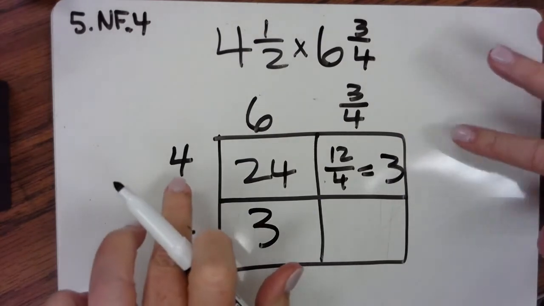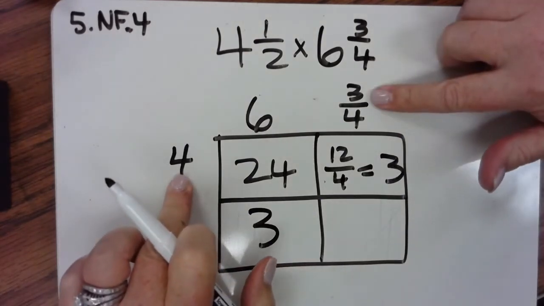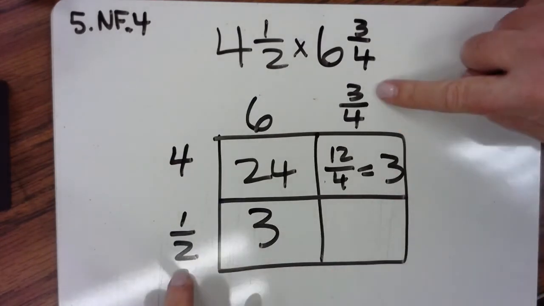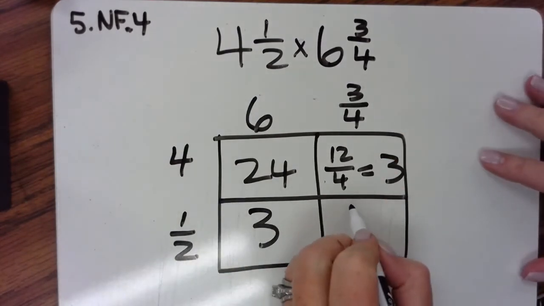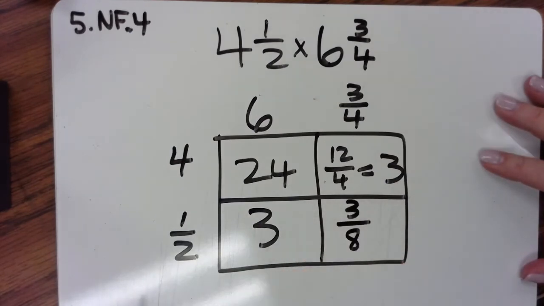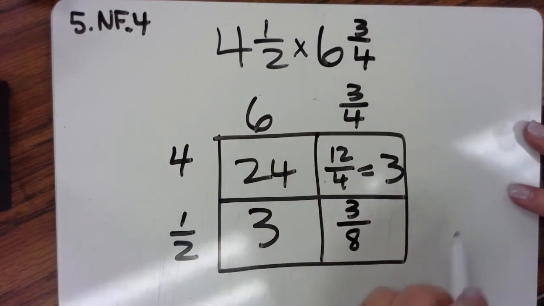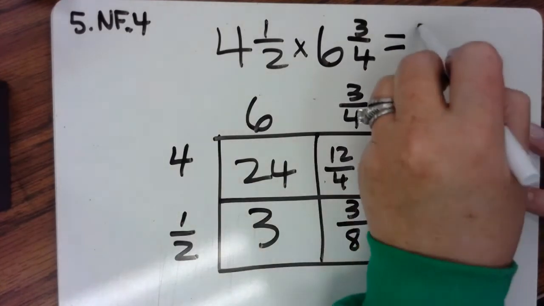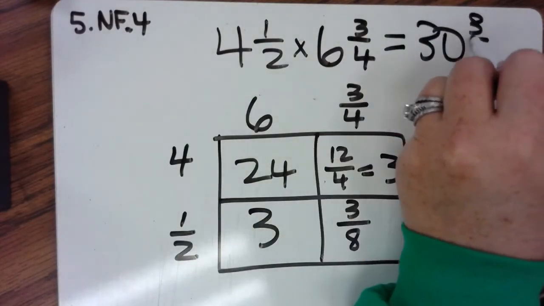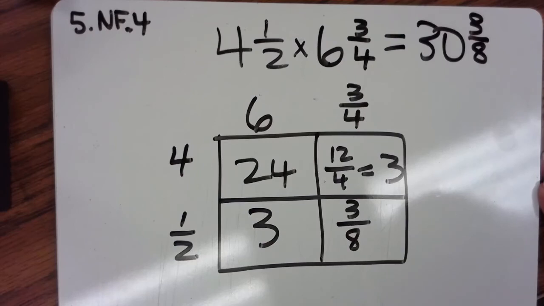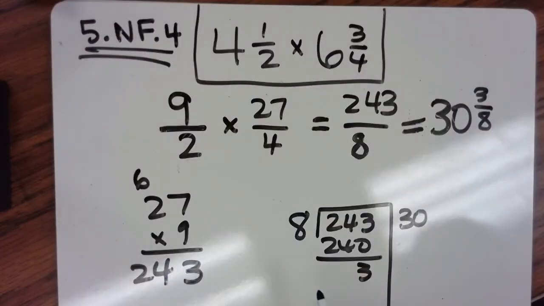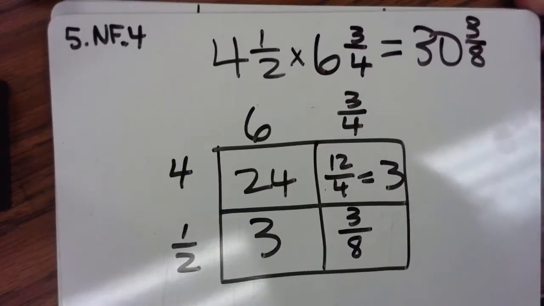Multiplying the whole number by the fraction, that's something they would have done in 4th grade. This, fraction by fraction, is the only thing that's really new to 5th grade, and they latch onto that pretty quickly. So now I'm ready to put my partial products back together again. 30 3/8. Okay, that's the same thing we got when we did it this way. This is just using a model that kiddos are familiar with.